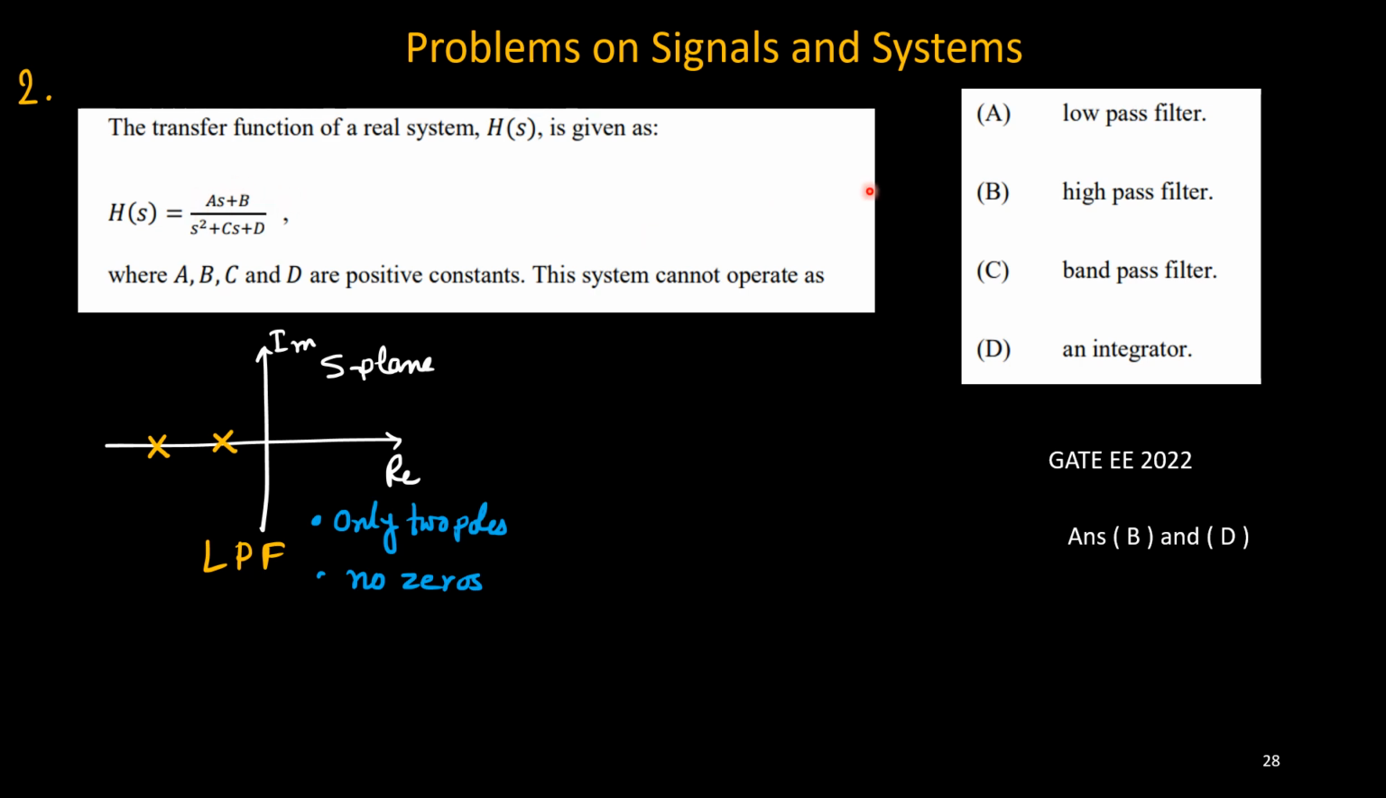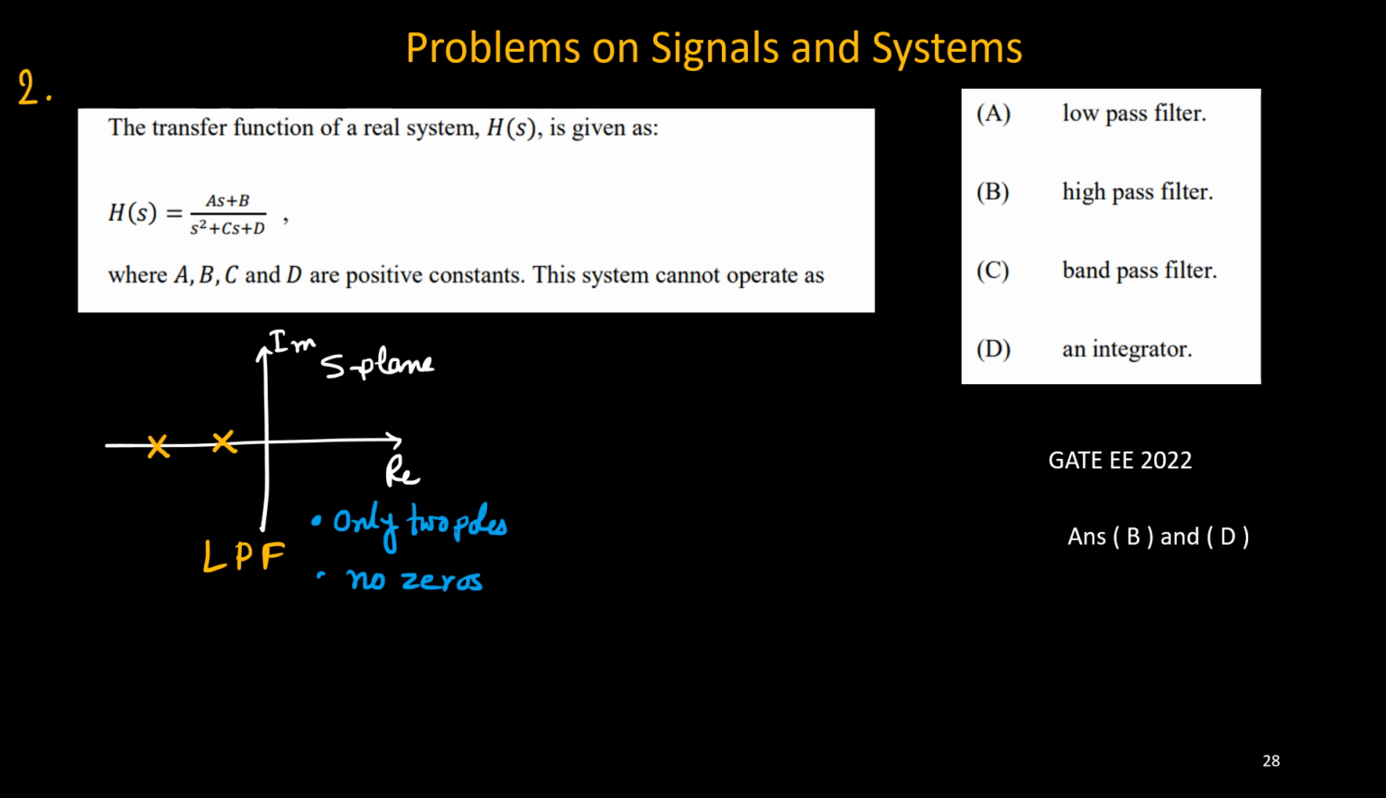Now, for a low pass filter, the requirement is that for a second order system, we should have only two poles. There should not be any zeros. I have discussed this in one of my lectures, the pattern of low pass filters. If the system has only poles and no zeros, the system will always behave as a low pass filter. As frequency omega increases, its magnitude will go on decreasing. Thus, it behaves as a low pass filter.